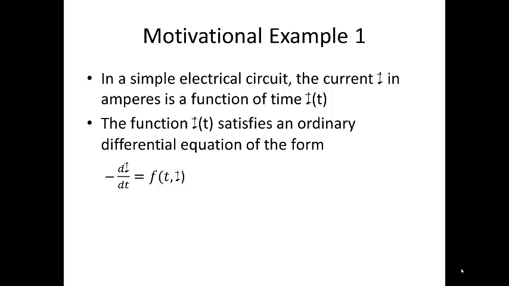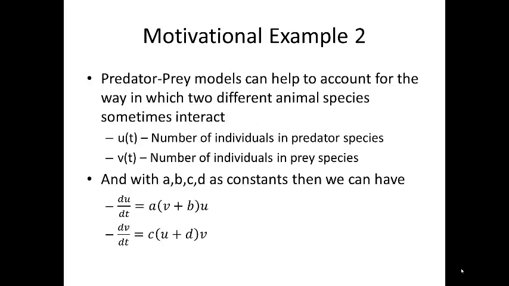Let's take a look at a second motivational example where we can actually use this. And these are one of my favorites. These are predator-prey models, and they help to account for the way in which two different animal species can sometimes interact. U of t is the number of individuals in the predator species, and V of t is the number of individuals in the prey species. If A, B, C, and D are constants, then we can have dU/dt equal to A times V plus B times U, and dV/dt is C times U plus D times V.